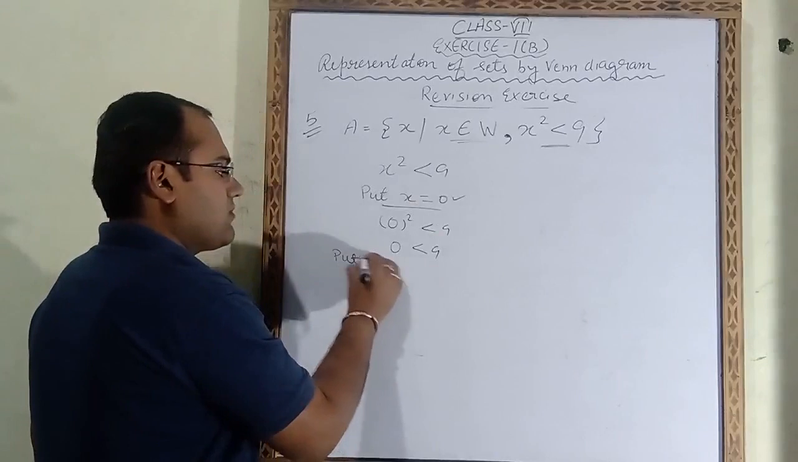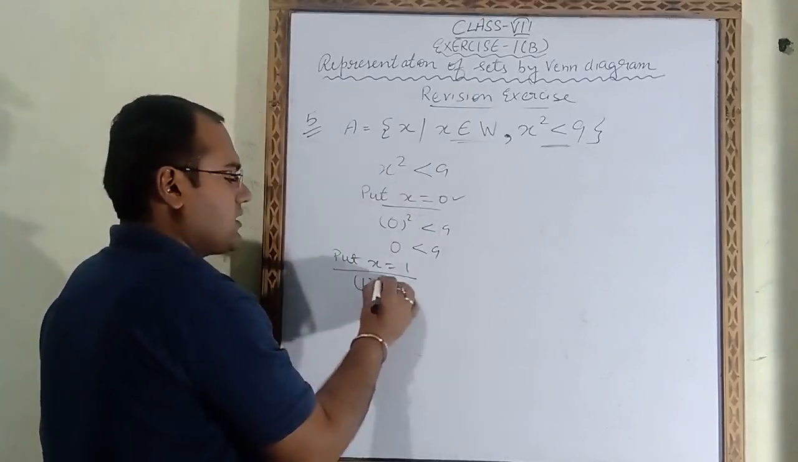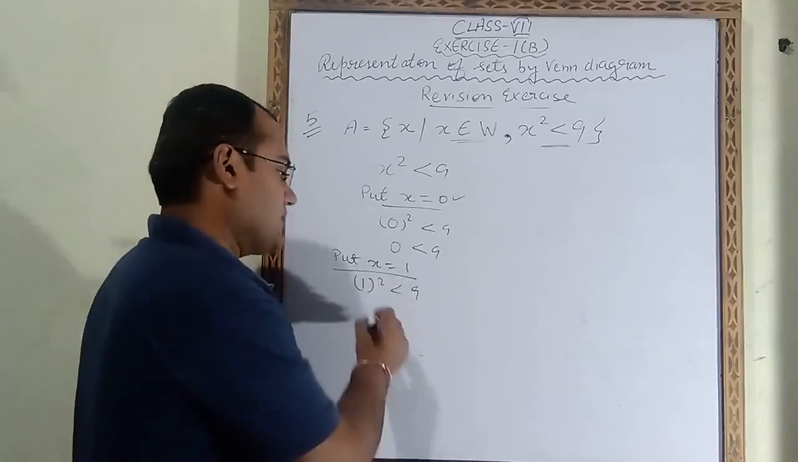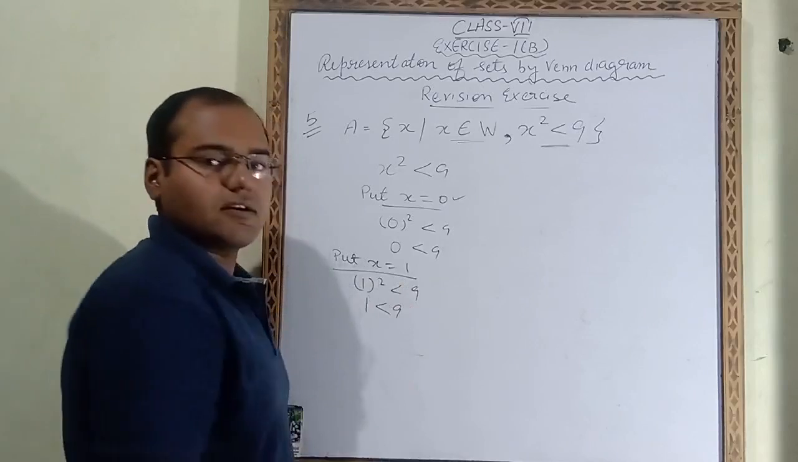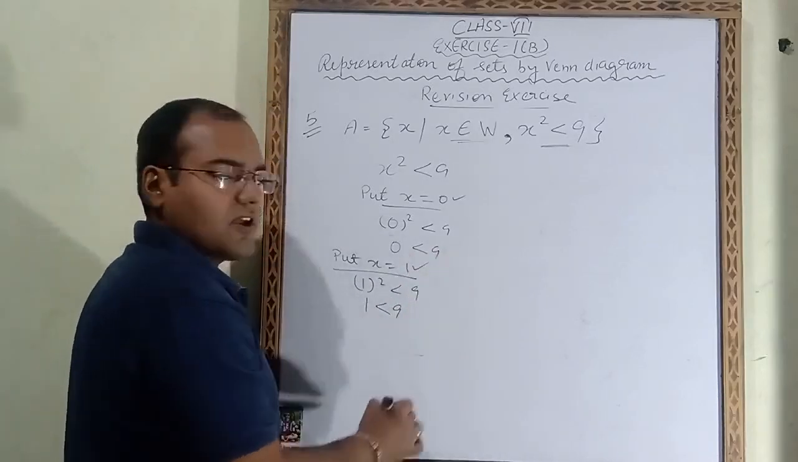Now we will put x is equal to 1 here. 1 square is less than 9. 1 square means 1 multiply 1. Answer will be 1. 1 is less than 9. This statement is also true. That means this one answer we have to take.